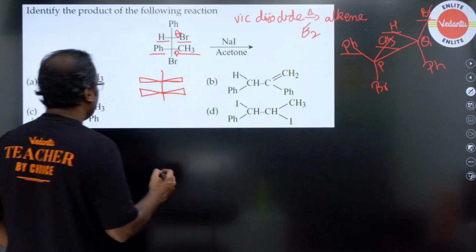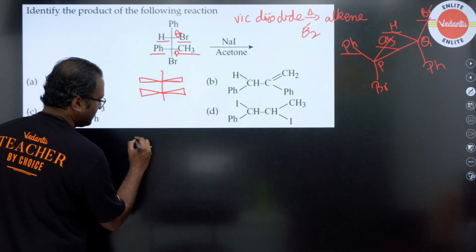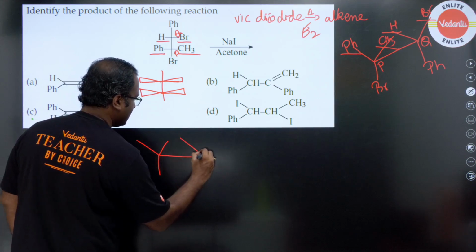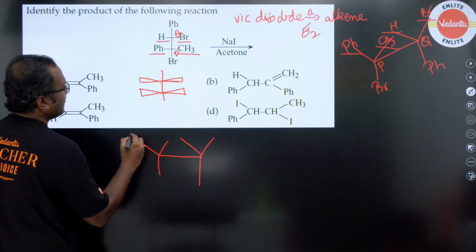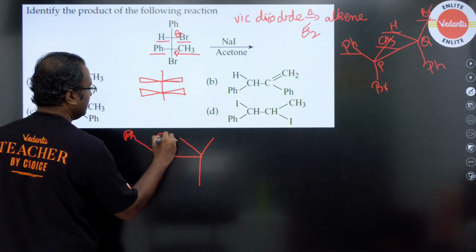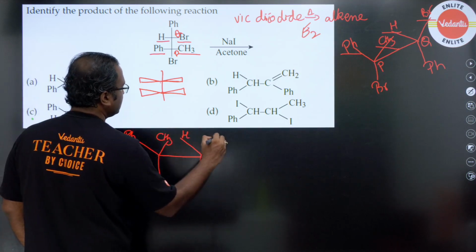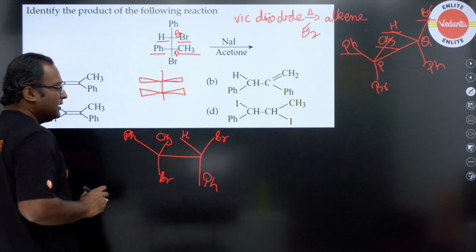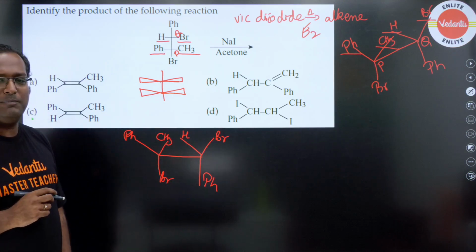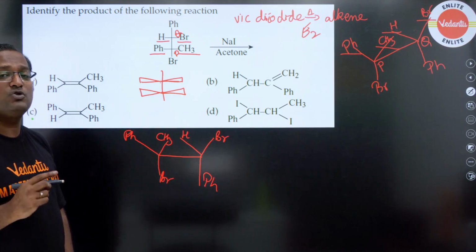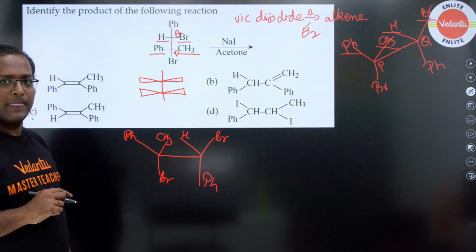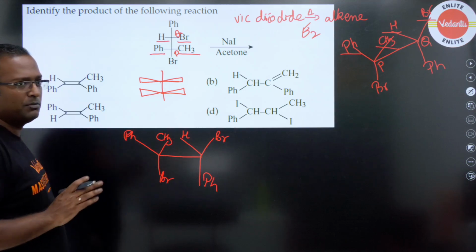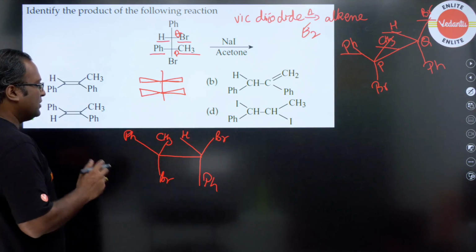Let me write it again for you here. This is your Ph, this is CH3, this is H, this is Br, this is Ph, this is Br. Now, in step 1, what is going to happen? Iodine is supposed to substitute Br, right? SN2 type reaction we have to conduct. We have to attack iodine and we have to substitute bromine. So let's do that first.